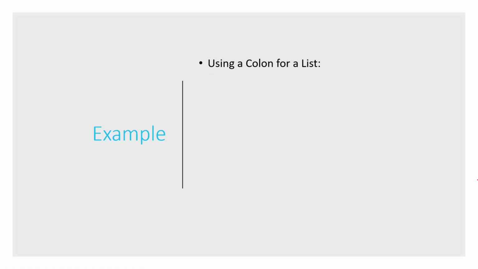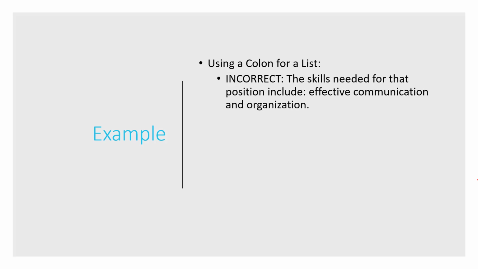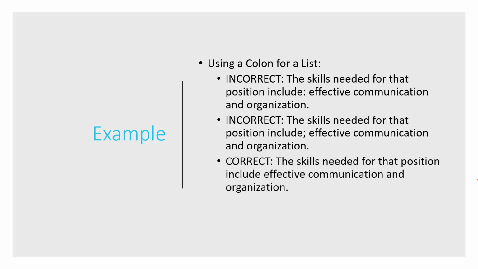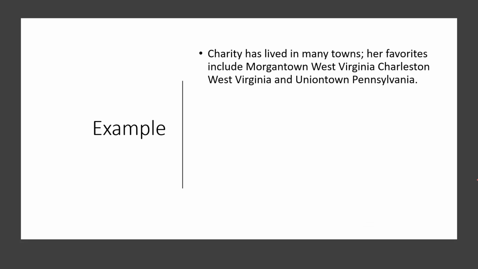One final example, using a colon for a list. Incorrect: the skills that are needed for that position include: Remember, when you use the word include, you have now made what comes before the colon dependent, so you need to take out that colon. You also cannot use a semicolon in that position. The best way to write that would be to take out all the punctuation between include and the skills to have one complete sentence.